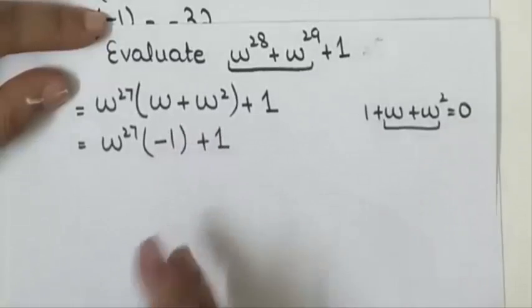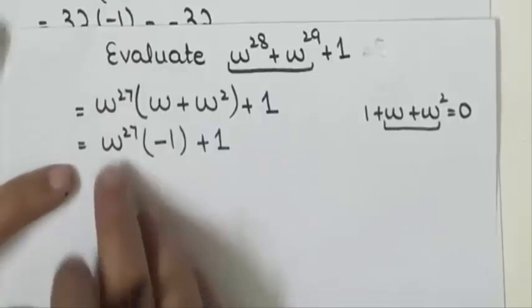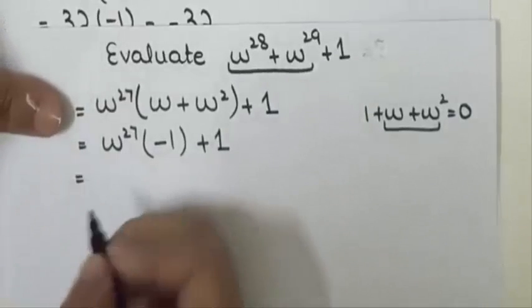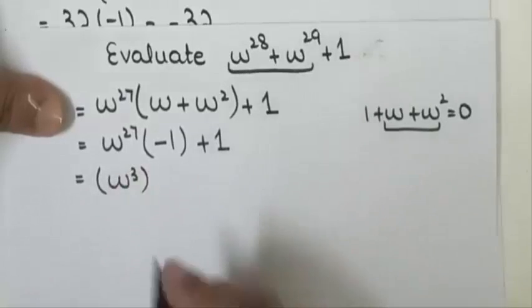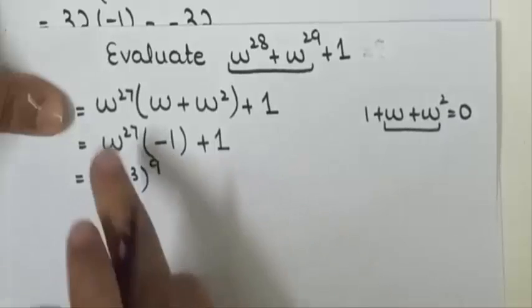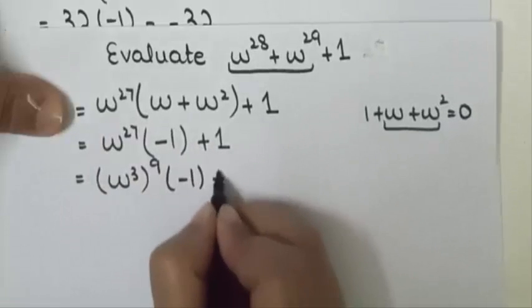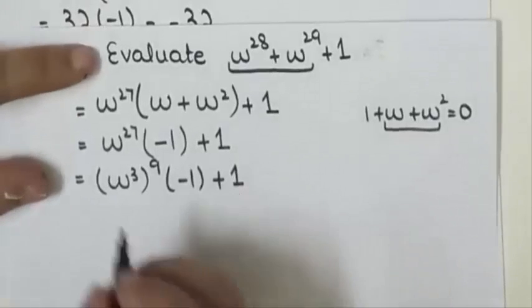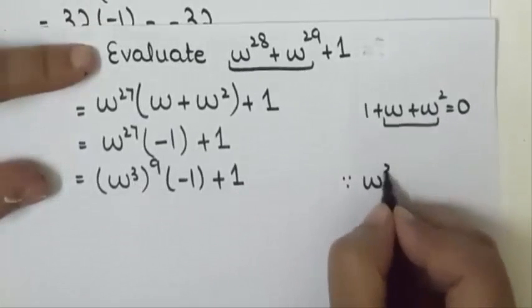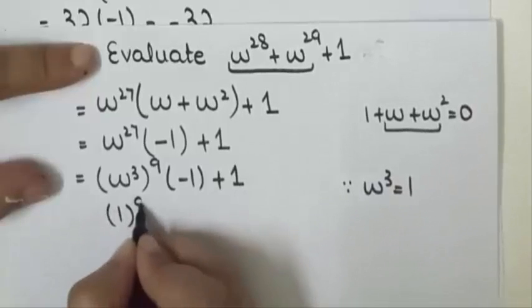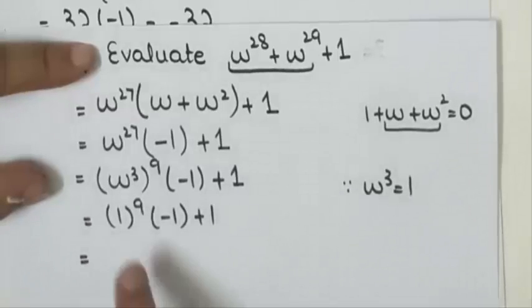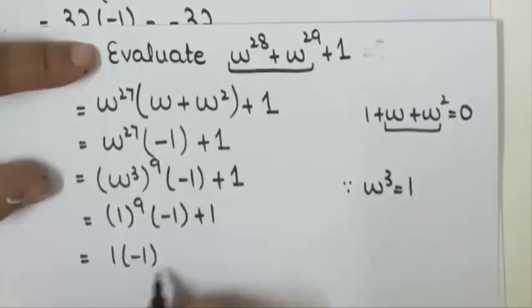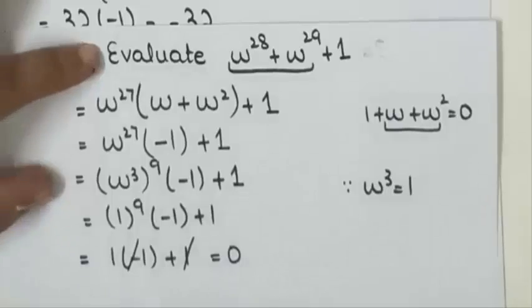Minus 1 plus 1. Now we have to calculate omega 27. We can write it as omega cube raised to power 9, because 3 times 9 is 27. Now the minus 1 and this plus 1 will be written as it is. Omega cube is equal to 1. 1 raised to power 9 into minus 1 plus 1. 1 raised to power 9 is 1, into minus 1 plus 1. So minus 1 plus 1 will cancel out and the answer is 0.